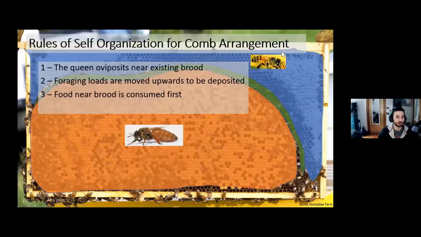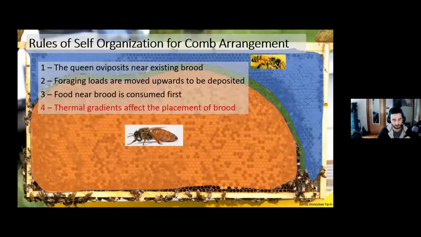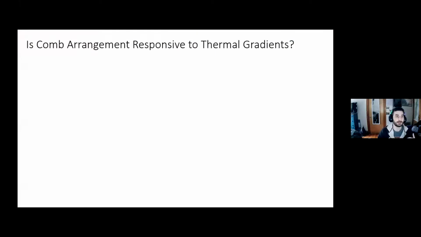And sort of a fourth, I guess, hypothesized rule that I've been critically testing for the past few years is that thermal gradients affect the placement of brood within the colony. So the question that I was really asking is: is comb arrangement responsive to thermal gradients within the colony?